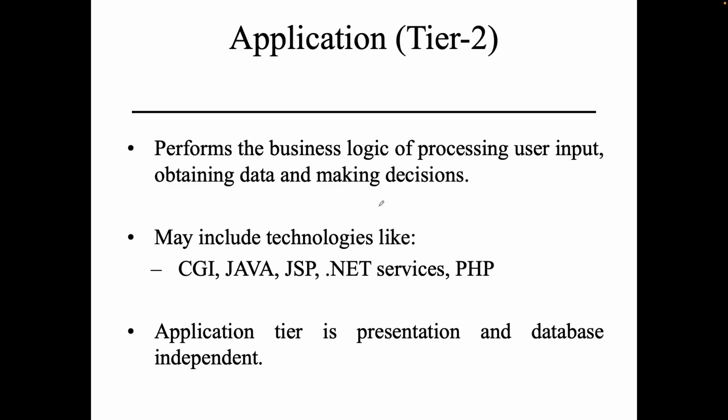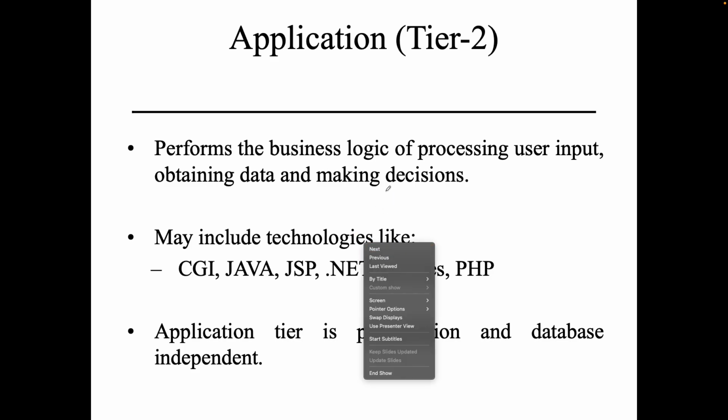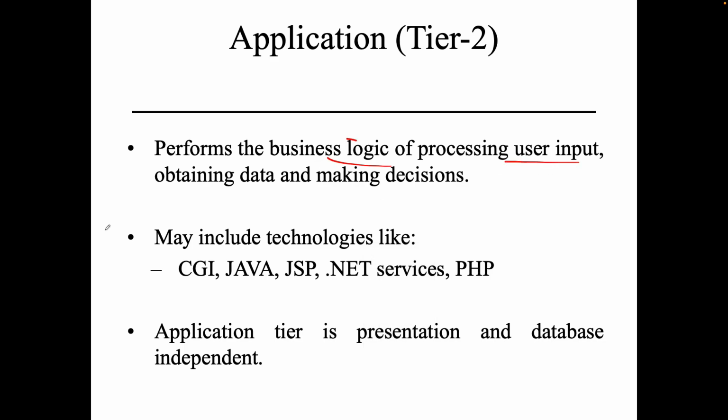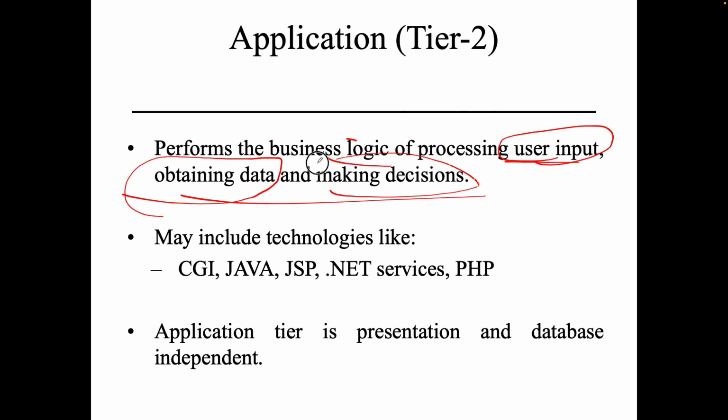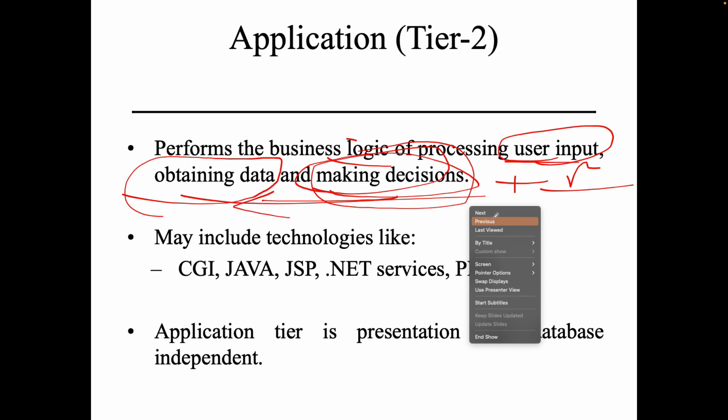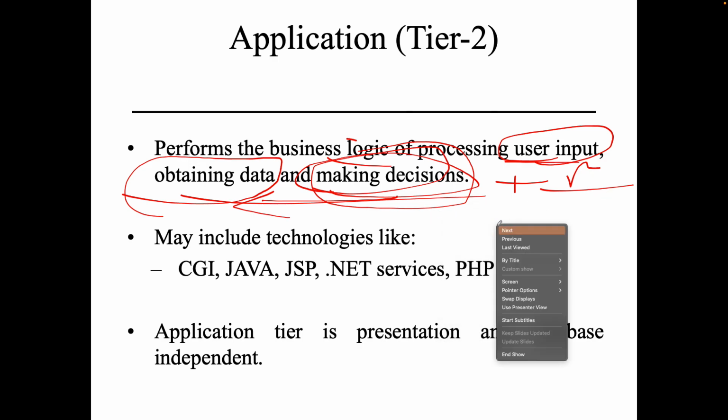Okay, we saw this too. Understood business logic: processing user input, obtaining data and making decisions. If the user input came to load gmail.com, then it will obtain the data of mails and then make the decision to show the data of mails. Or making the decision of sending, so then it will make a decision of adding a new email query in the database, adding the email in the database by querying the database.